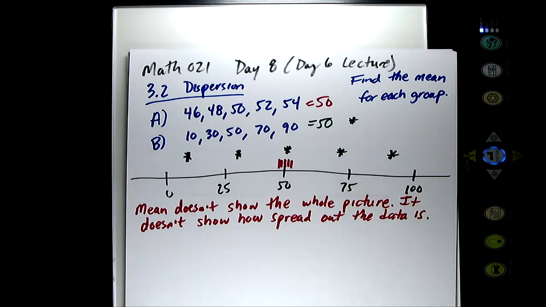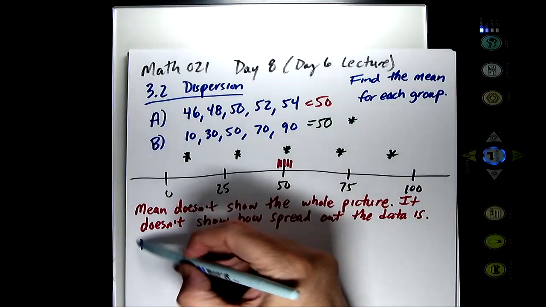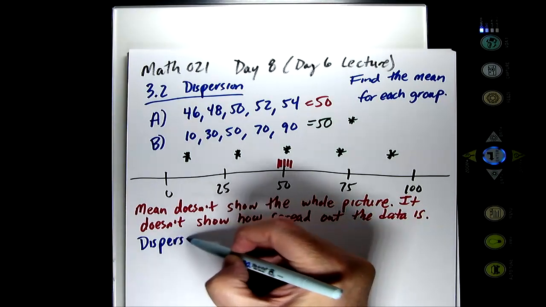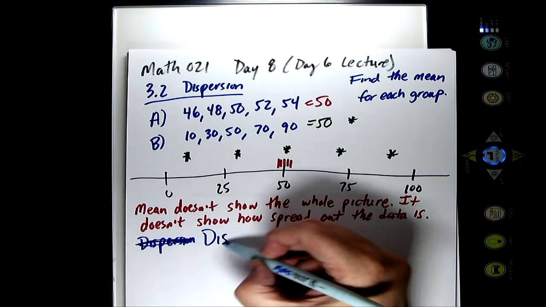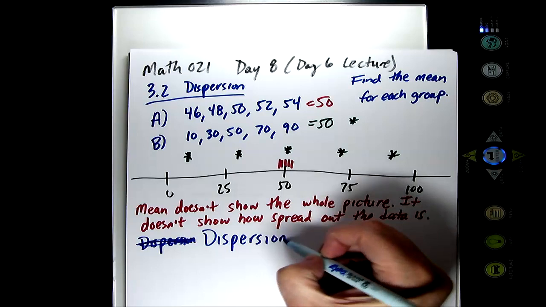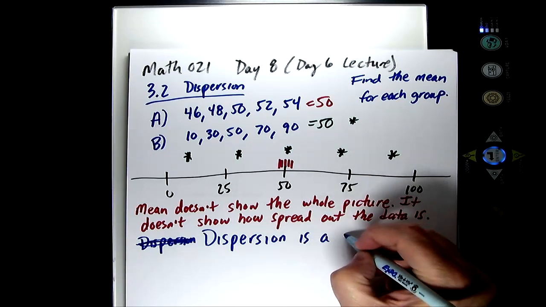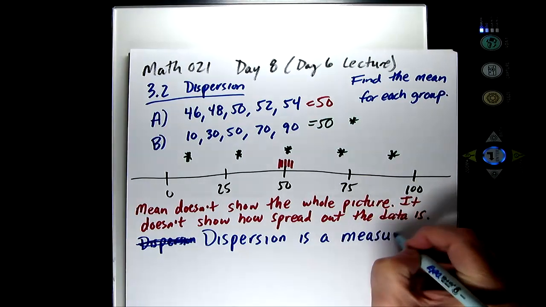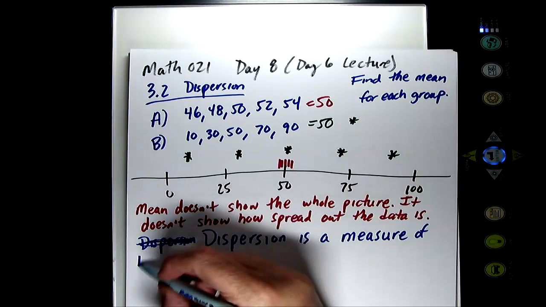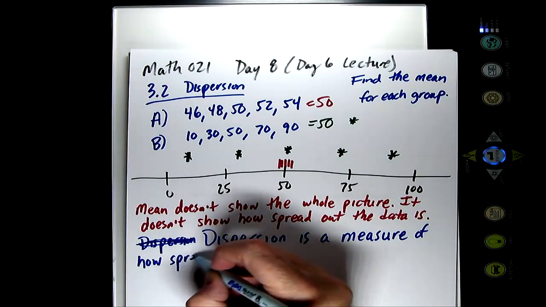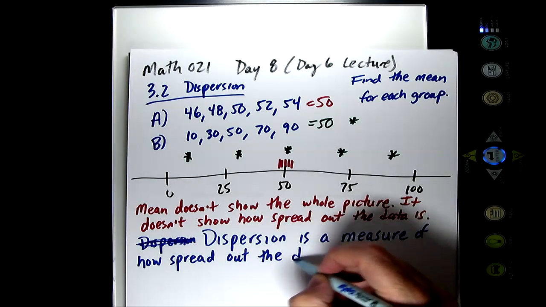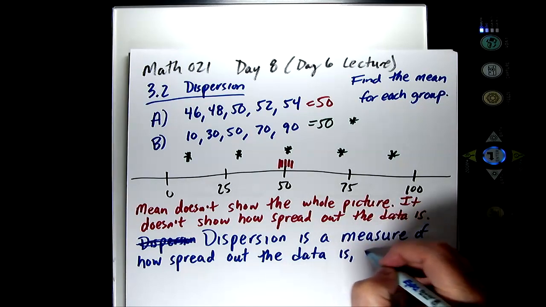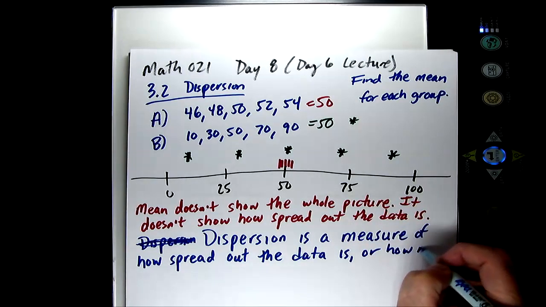So this is where dispersion comes in. Dispersion is a measure of how spread out the data is. Alex, you write it where the letters are bigger so they're easier to read. Or how much it deviates from the mean.